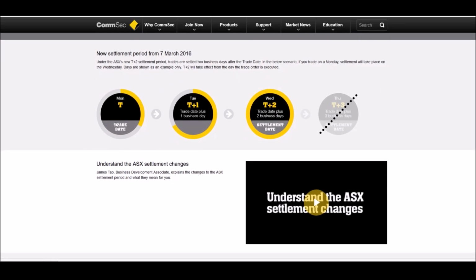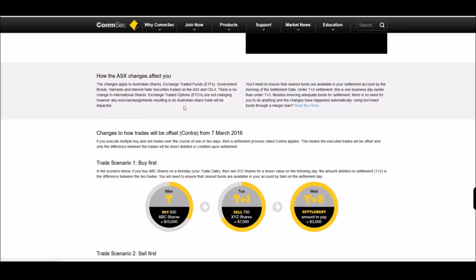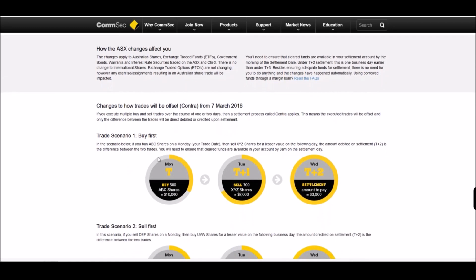Let's have a look at what happens when you actually trade the shares within the T plus 2 period. There's something called contra, which is an offset. So if we buy shares on Monday, and let's say the stock is called ABC, so we buy $10,000 worth of shares. So we expect on T plus 2, which is on Wednesday, to be deducted $10,000 from our account. But let's say on T plus 1, which is Tuesday, we decide to sell an amount of shares that are valued at $7,000 from any other company. Let's say a company called XYZ. If we sell $7,000 worth of shares on T plus 1, on T plus 2, we end up paying $3,000, which is the difference. So we bought $10,000 worth of shares, and we sold $7,000 worth of shares. So the difference is $3,000. So on T plus 2, we have to end up settling that amount.